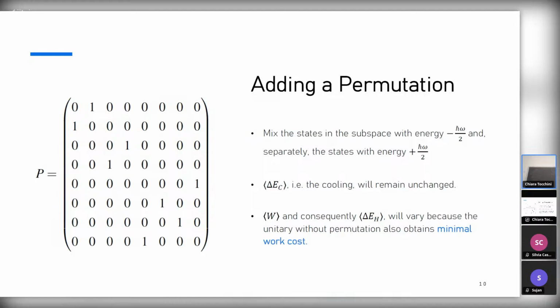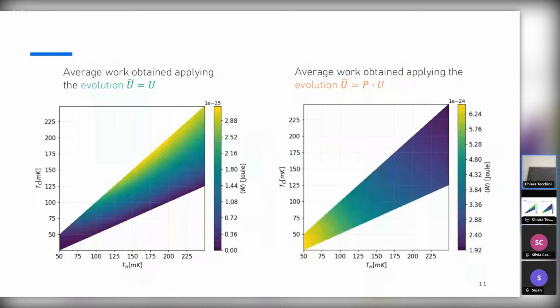So the cooling will remain unchanged, but the work and the variation of the energy of the hot subsystem will change, because the other one was the one with the minimal work cost. So if we plot the average work without the permutation and with the permutation, we see that we have one order of magnitude in which, in this case, is higher.